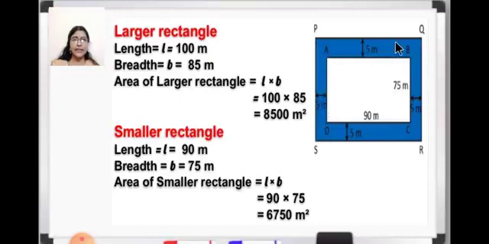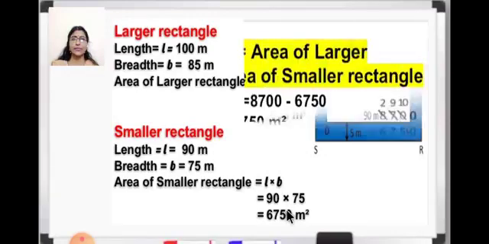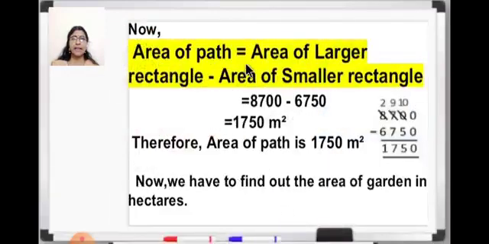And to find out the area of the path, what will we do? We are going to subtract these two values. So you can see here, area of path is equal to area of larger rectangle minus area of smaller rectangle, which is equal to 8,500 minus 6,750. When you subtract this, you will get 1,750 meters square. So this is the area of the path. So one part of the question we have solved.